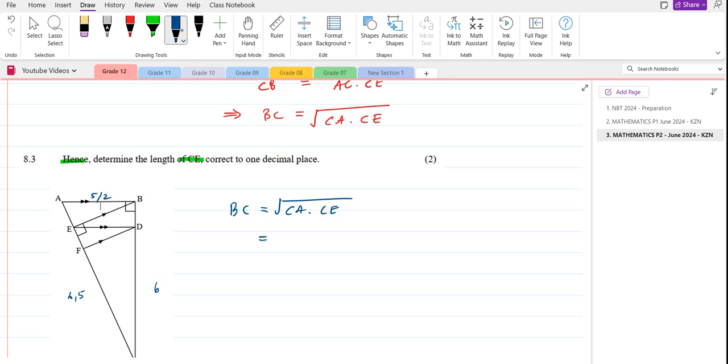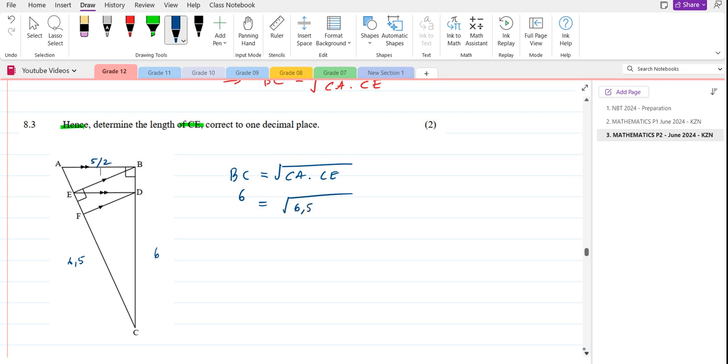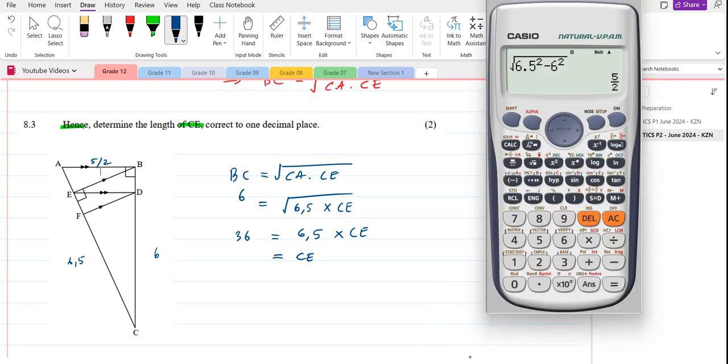What is BC? BC is 6 and AC is 6.5 times CE. Right, we're going to square both sides, so we're going to get 36 is equal to 6.5 times CE. So CE is now equal to 36 divided by 6.5. 36 divided by 6.5, I got 72 over 13.